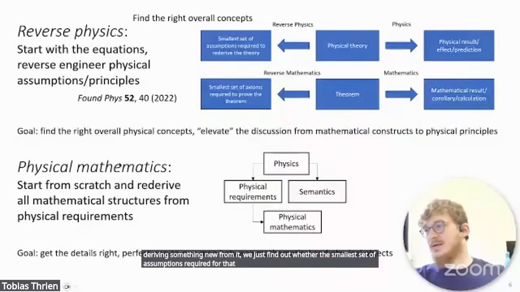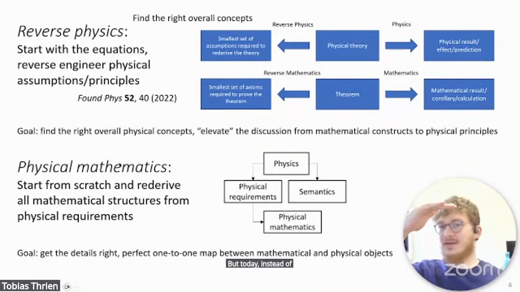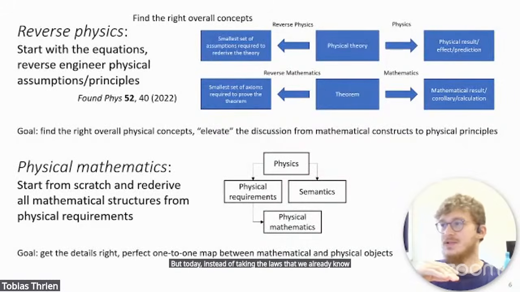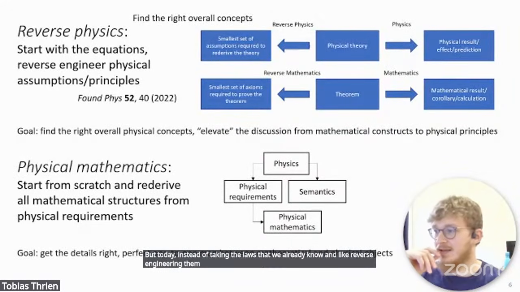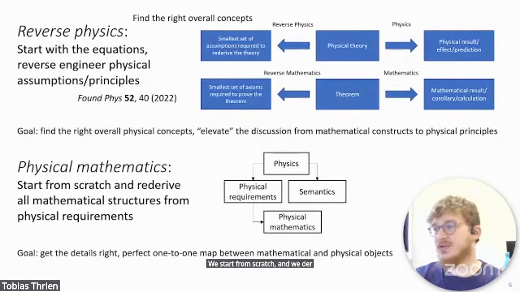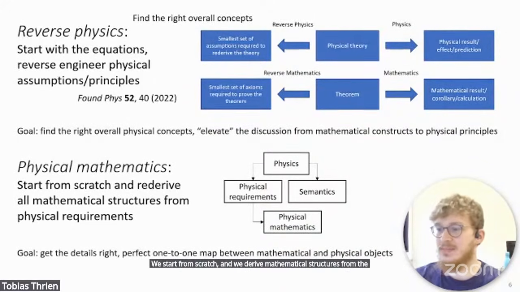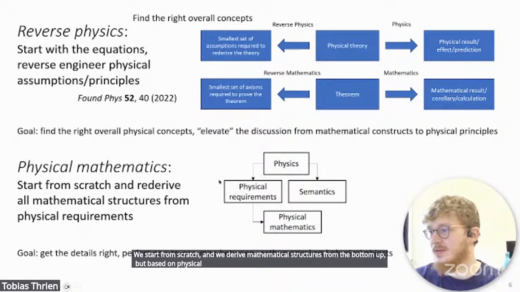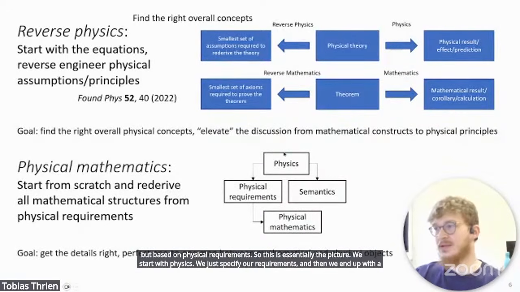But today, instead of taking the laws that we already know and reverse engineering them, essentially, we start from scratch and we derive mathematical structures from the bottom up, but based on physical requirements. So this is essentially the picture. We start with physics, we just specify our requirements, and then we end up with the mathematics that we need.